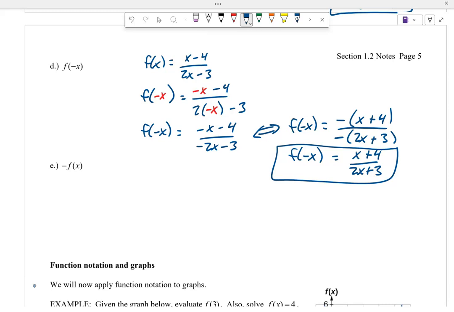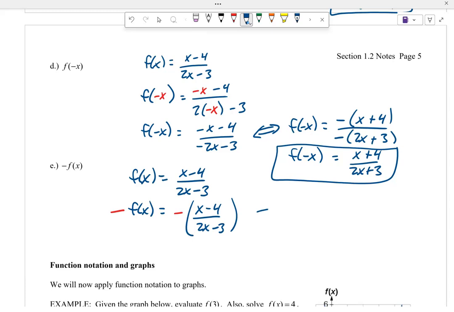Not that the other one's incorrect, but ideally take a negative out of both of those sets of terms. And then this last one we've got, when we're checking this one, you're just throwing a negative in front of that f of x is what they want. Right? So the negative in front of the x minus 4 over 2x minus 3.